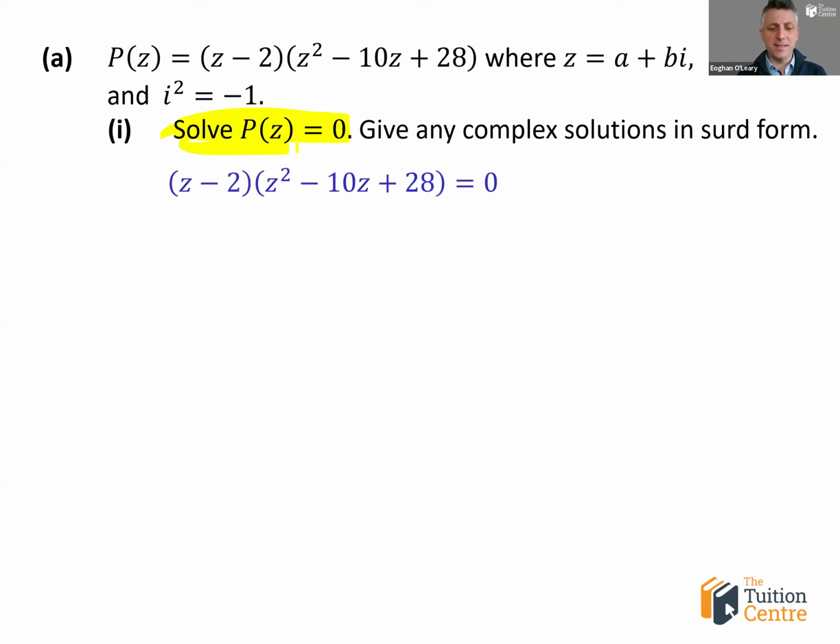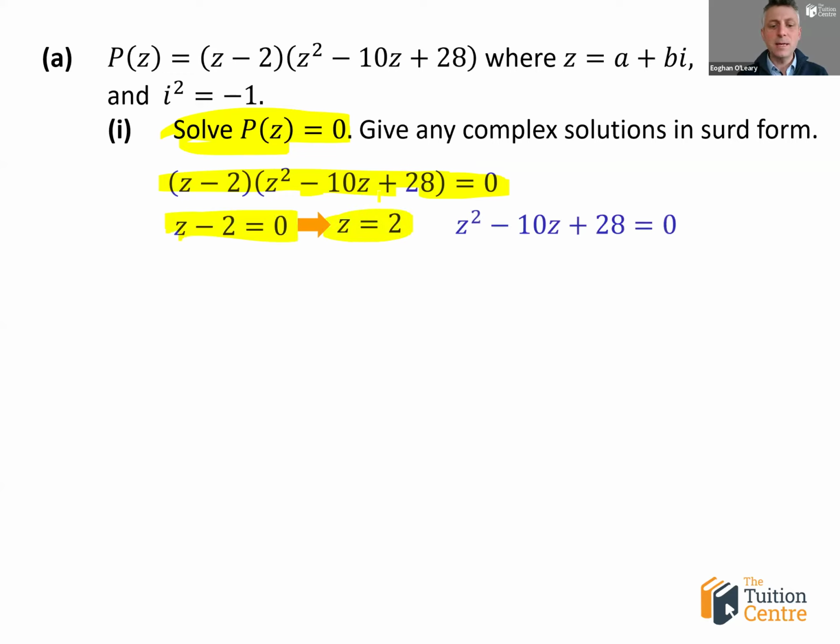So the easiest thing is to start off. We have two things multiplied together equal to 0. The only way that can be true is if at least one of them is equal to 0. So z minus 2 could be equal to 0, meaning z is equal to 2. And z squared minus 10z plus 28 is equal to 0. So that's a quadratic equation with a variable z.